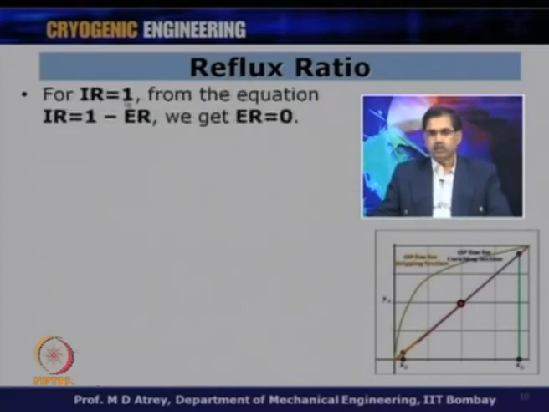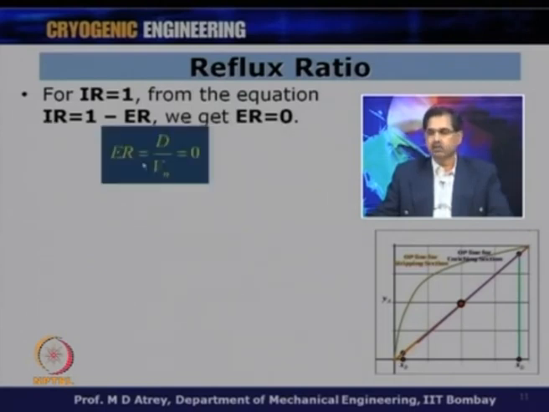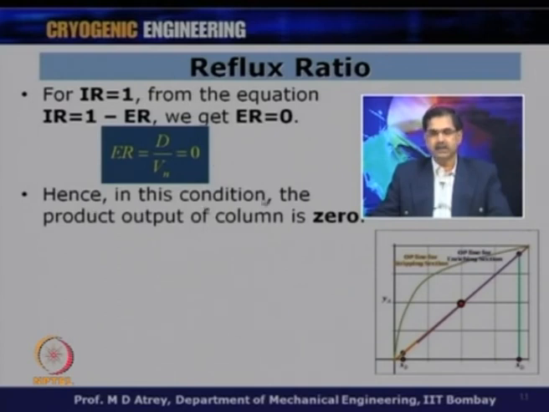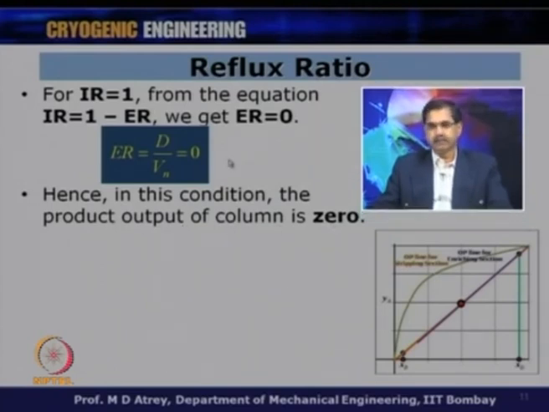So, for IR equal to 1, from the equation IR is equal to 1 minus ER, we get ER equal to 0. This is what I have told you earlier. The moment I say ER equal to 0, I know D by Vn is also equal to 0. What does it mean? D is equal to 0. Hence, in this condition, when IR is equal to 1, the product output from the column is 0. I can say it the other way: if I decide that I do not want to take any condensate out and make D equal to 0, then my IR will be equal to 1 in this case.